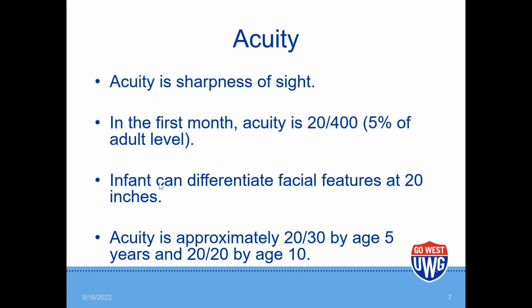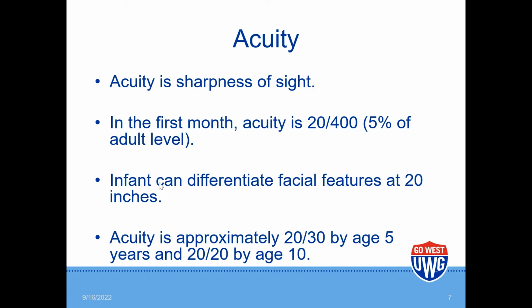They can see shapes and things like that. But infants can differentiate features at about 20 inches away from their face, but things become much blurrier further back or closer in because the muscles that control the focus of the eye are learning to work and communicate with the brain and things like that.